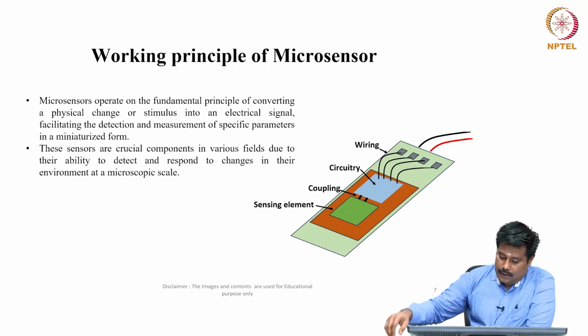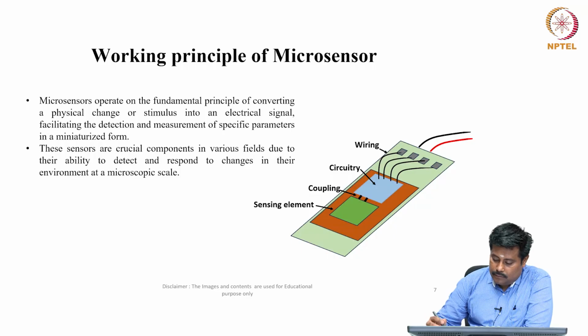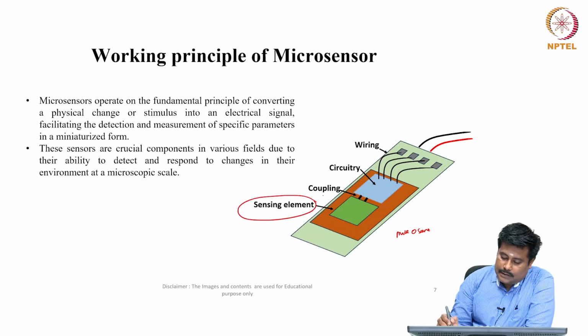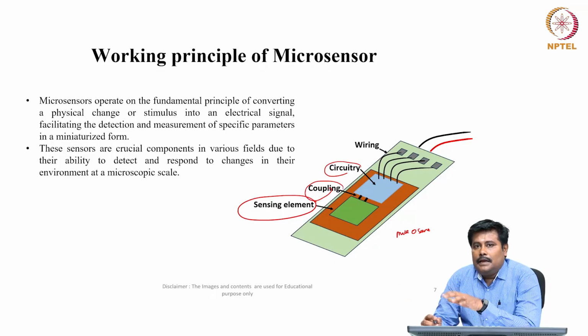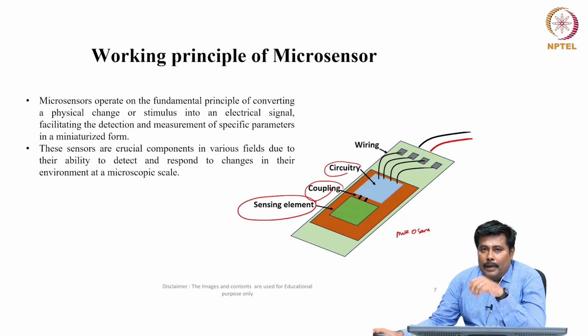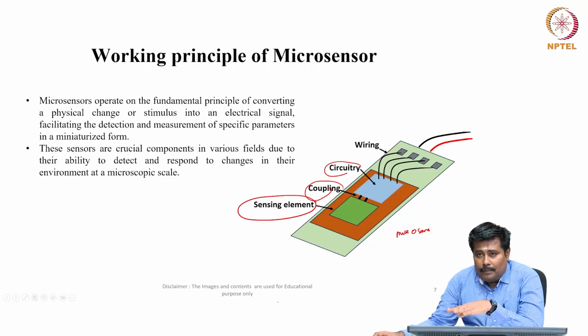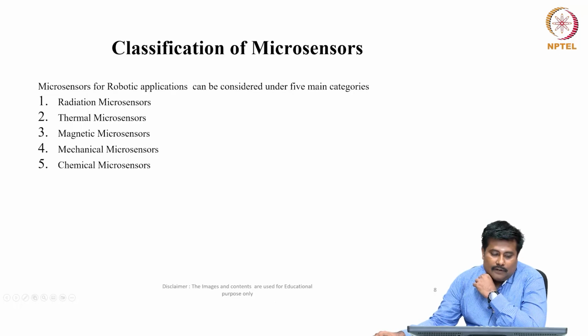If we try to see the overall components which are aligned in a microsensor, one is the sensing element as I had discussed earlier, then there is a coupling circuitry which takes care of the complete signal conditioning, and finally contacts which are established, mainly meant for power distribution, etc. So, this is a skeletal structure of a microsensor, or I would say a template which is used basically for microsensor fabrication.